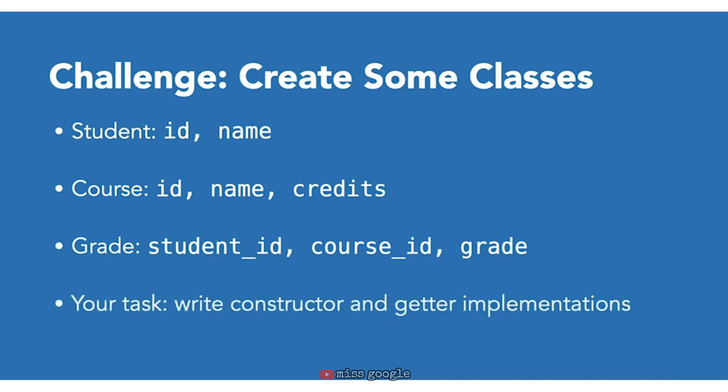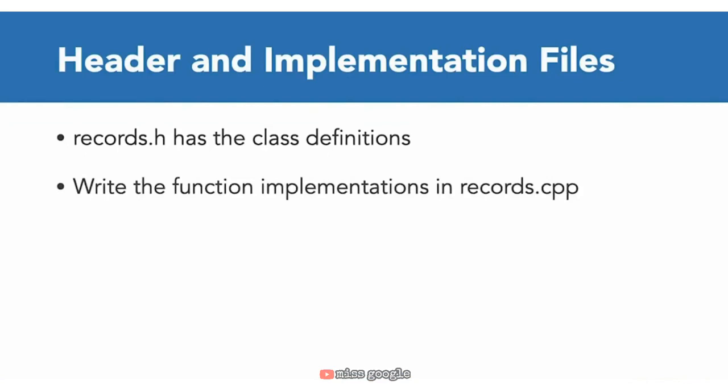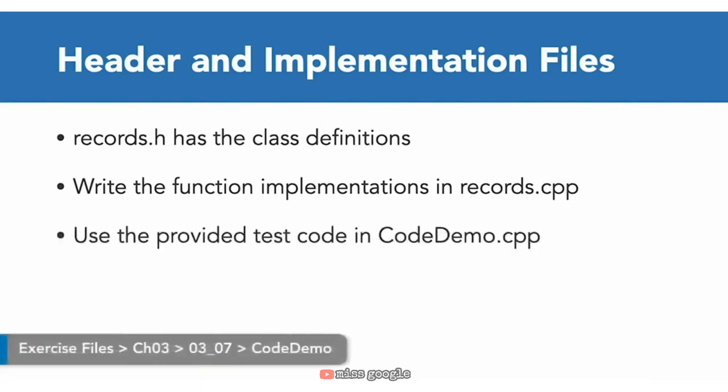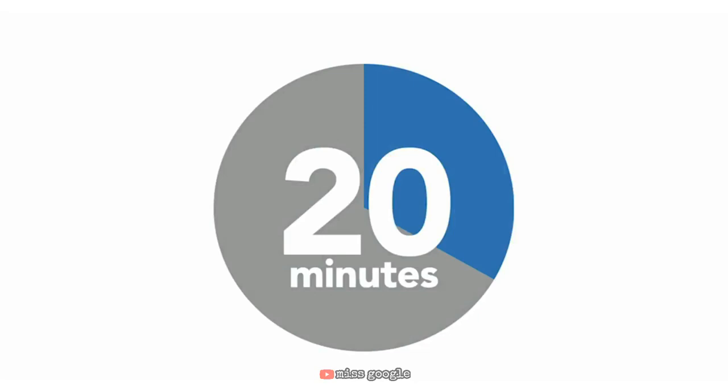For these classes, your task is to write the constructors and getter function implementations. I have provided the class definitions in records.h. You'll have to write the function implementations in records.cpp. And you don't have to write the test code from scratch. Feel free to use the code I've provided in the usual code demo file. So please take a minute to look at the source files before you start writing your implementations. This may take you about 20 minutes. When you are finished, let me show you my solution in the next video.